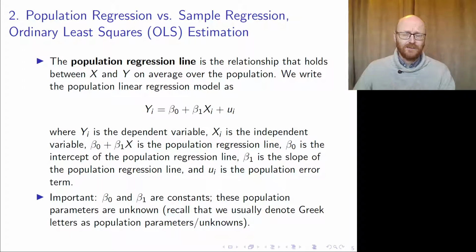When talking about regression, we need to talk about the difference between population regression and sample regression. If we talk about the population regression line first, it's the relationship which holds between x and y if you consider the whole population. We write the population linear regression model as y for each instance equals the true value of the intercept and the true value of the slope. Notice that these betas do not have the hat on top. It's because these are not estimates, these are the true values.